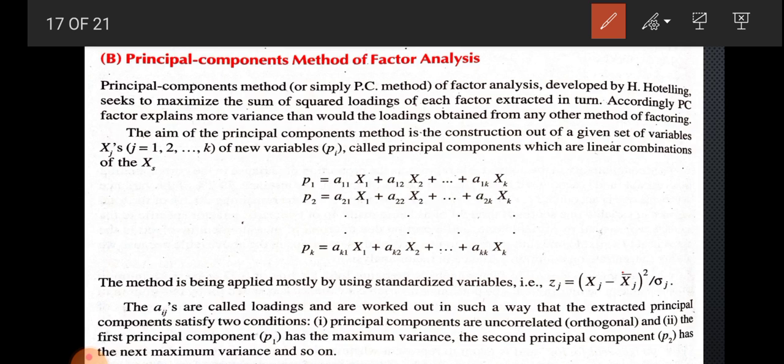The method is applied mostly by using a standardized variable, that is z. zj is equal to xj minus x bar j, divided by sigma j. The aij's are called loadings and are worked out in such a way that the extracted principal components satisfy two conditions. Number one, principal components are uncorrelated, and number two, the first principal component P1 has the maximum variance, the second principal component P2 has the next maximum variance, and so on.